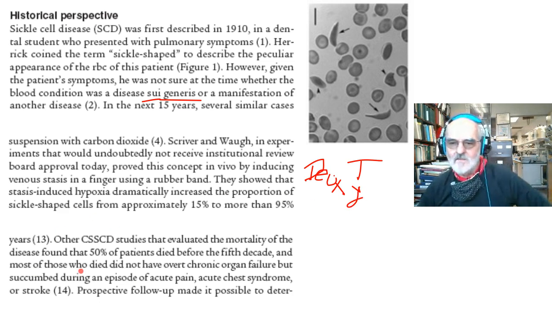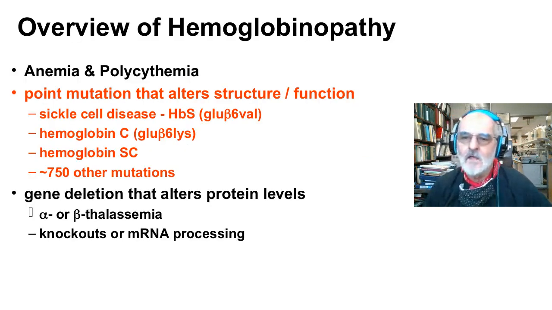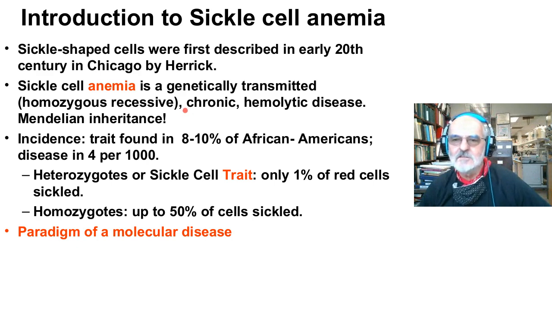Okay, and then there's some discussion here down below that we can talk about next week, and you can read in the paper itself. Okay. So generally speaking, we're focusing on sickle cell itself and other mutations that are inherited along with it. So this sickle cell shape was first described by this guy Herrick. It's a genetically transmitted, homozygous recessive, chronic hemolytic disease.